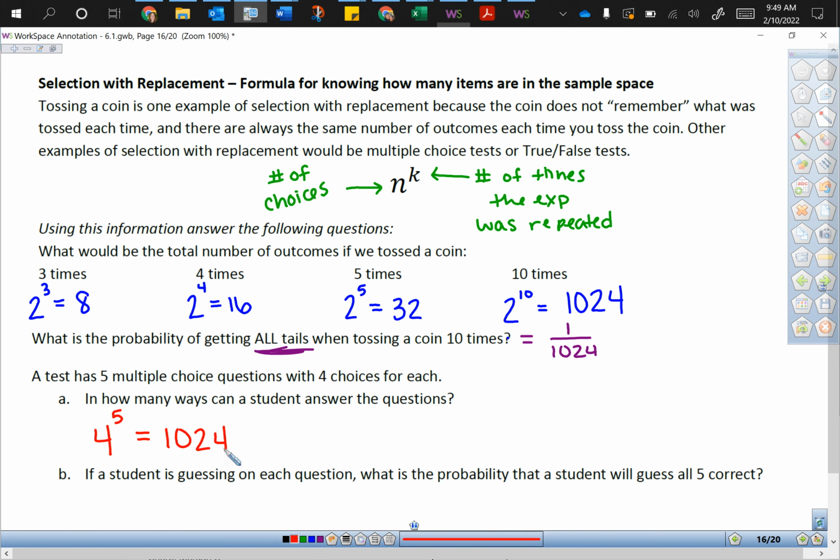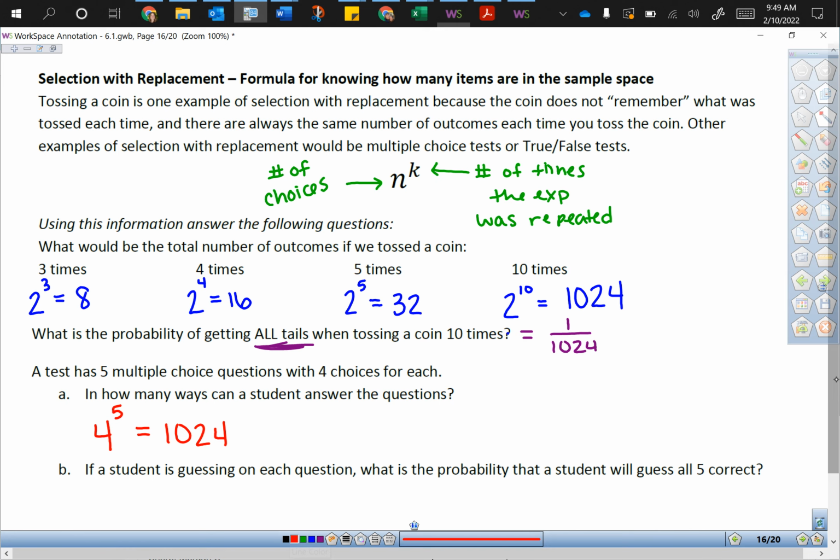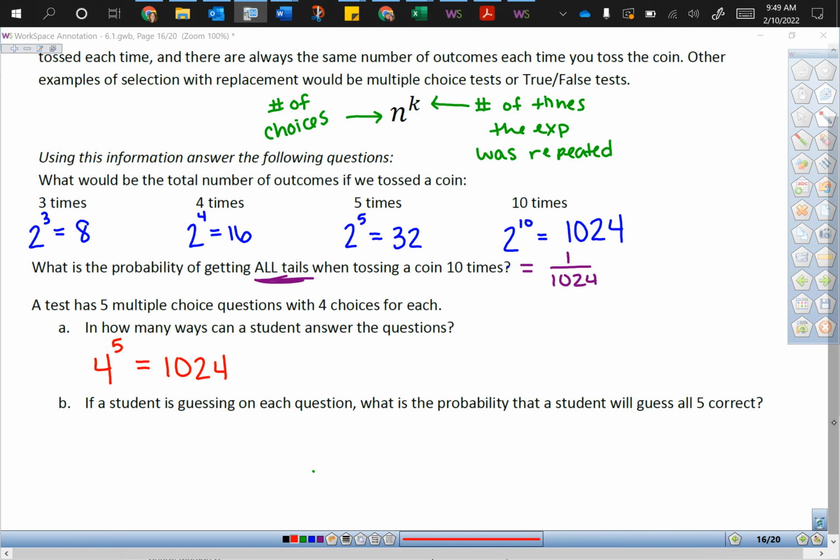Okay? Now, part B says, if a student is purely guessing on each question, what is the probability that a student will guess all 5 correctly? 1 out of 1,024. There is only one combination of all of these answers that is going to get them correct. So they have a 1 in 1,024 chance.